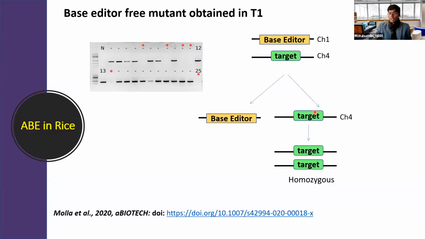So you have to select transgene-free mutants. If I want to show one practical example, this is 25 mutant plants, and you can see that 6 plants did not have any base editor in the next generation. So those plants are transgene-free, but they are mutated. That's how we can obtain transgene-free and mutated plants very quickly.